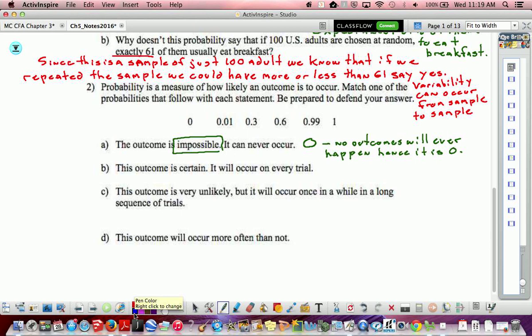All right, B. This outcome is certain. It will occur on every single trial. That's 1. Okay. It always happens. Hence, it is 1.